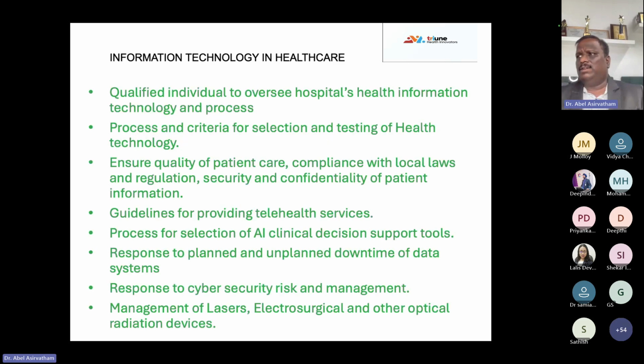Information technology in healthcare talks about a qualified individual to oversee the hospital's health information technology and processes. It talks about the process and criteria for selection and testing of health technology, ensuring quality of patient care, compliance with local laws and regulations, and security and confidentiality of the patient. It talks about guidance for providing telehealth services, and some countries have their own national guidelines which need to be followed. Process for selection of AI clinical decision support tools, response to planned and unplanned downtime of data systems, response to cyber security risk, and management of lasers, electrosurgical and other optical radiation devices. It also talks about the radiation safety officer for lasers and optical radiation. Ionizing radiation is different and optical radiation is different.